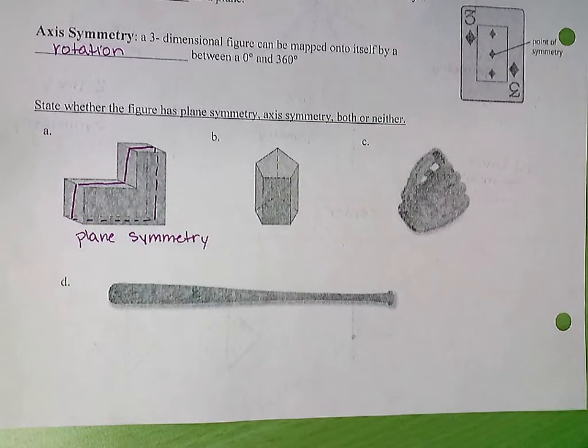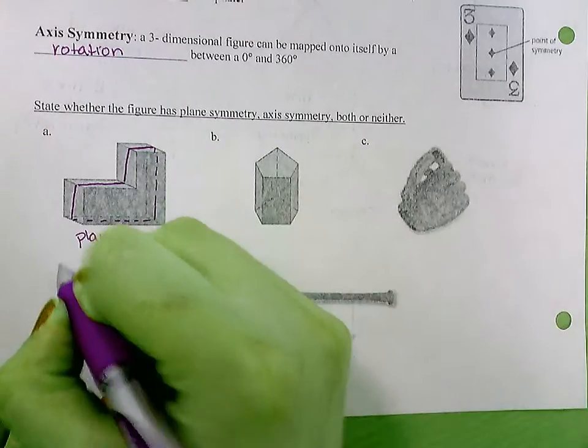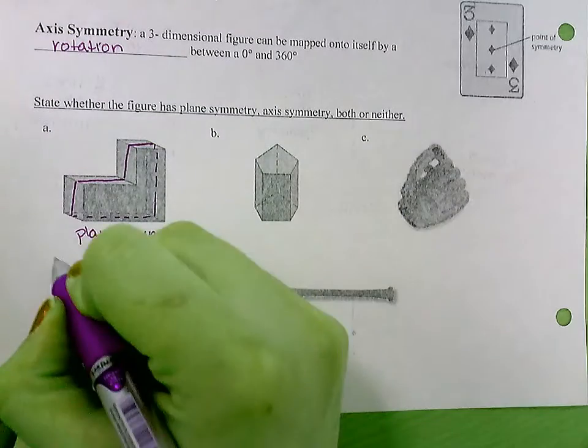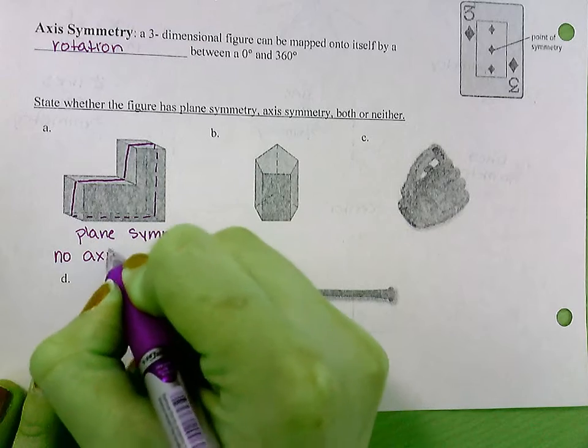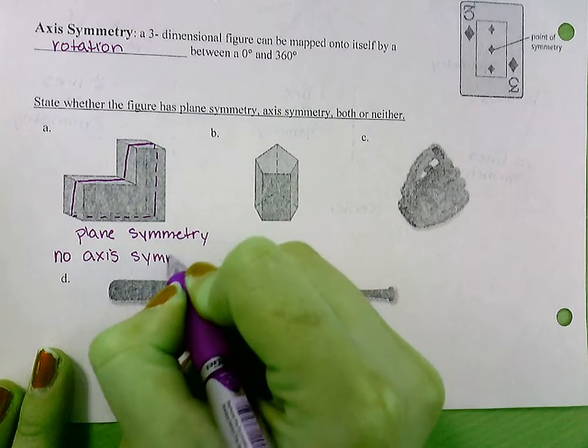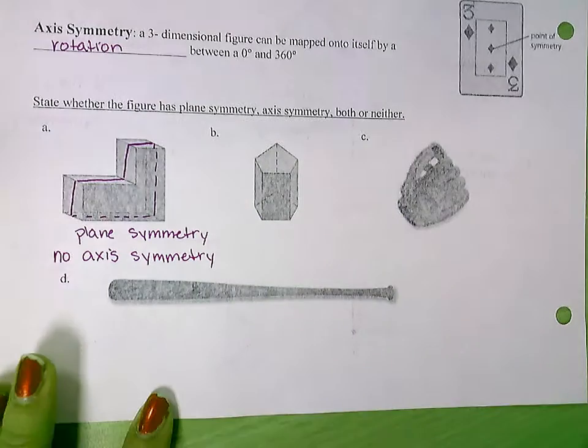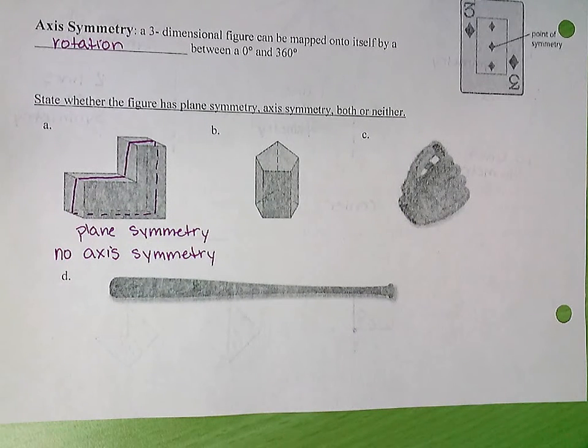What about axis symmetry? Could I take a piece of this and rotate it to get the same thing over and over again? No, I can't. So we don't have axis symmetry. Okay, so no axis symmetry, just plane symmetry. All right, so letter B.